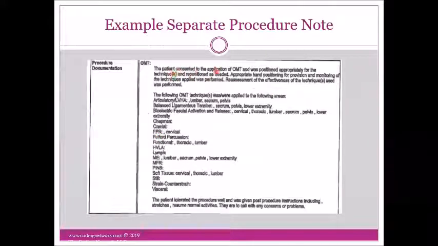Okay, so we've got the patient's consent documented, patient being positioned, this is your pre-service work. And then you do the procedure, the regions, etc., the treatments that were done, and then the post-service work, patient tolerating the procedure well, etc.